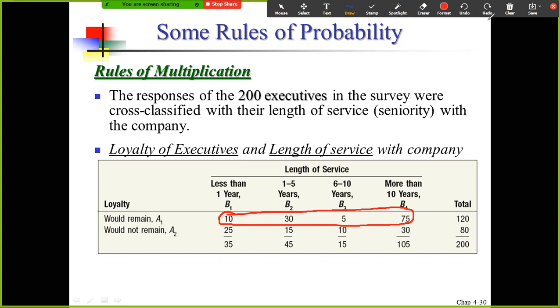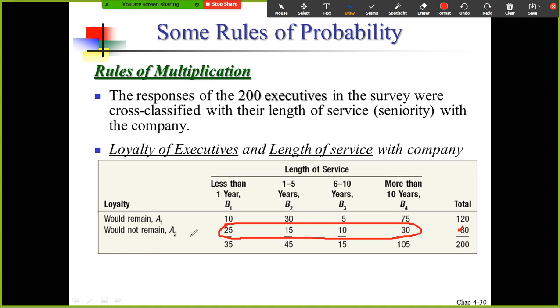However, the executives that do not remain, that means move to a new company: 80 executives move to a new company. Among these 80 executives who do not remain, 25 work less than 1 year, 15 work 1 to 5 years, 10 work 6 to 10 years, 30 work more than 10 years.